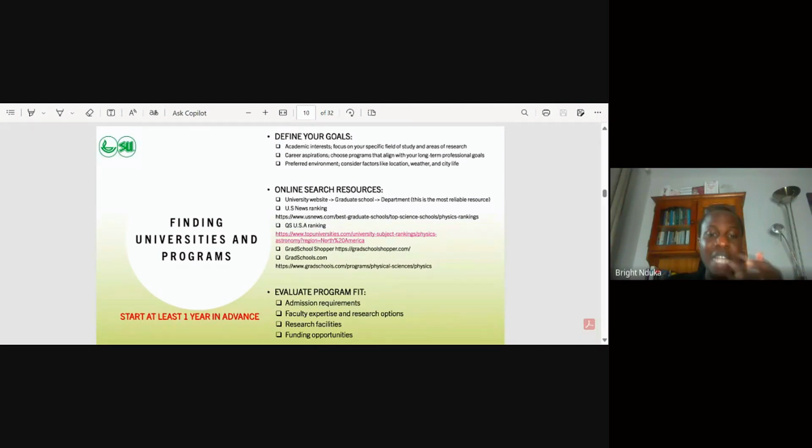And then the grad school shopper. So there's a website called the grad school shopper. The link is also attached there. These are places where you can search for the schools and the program that you are looking at.